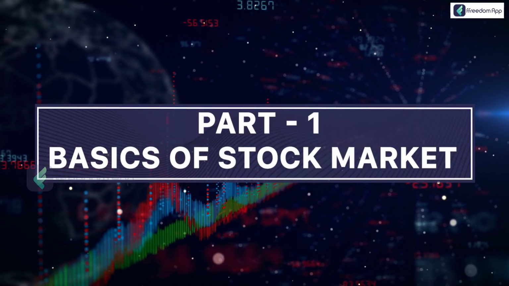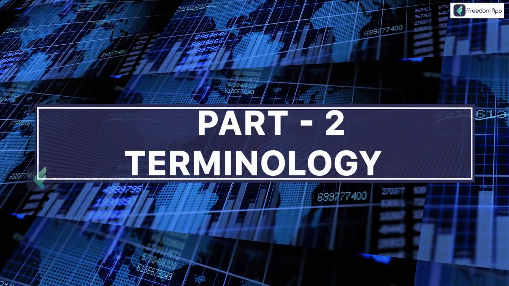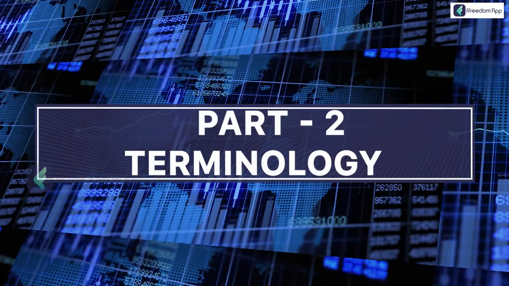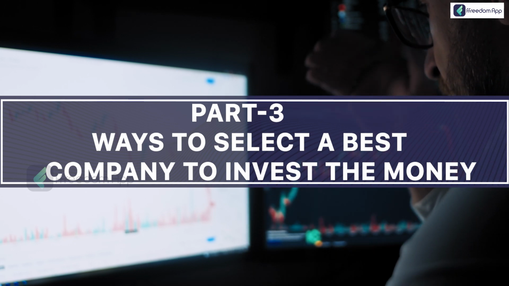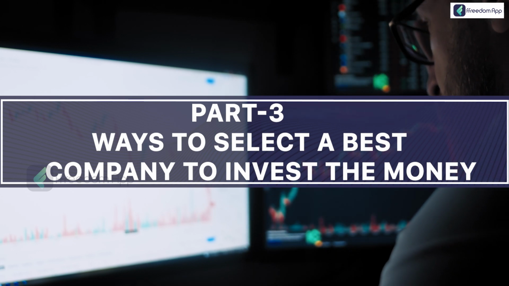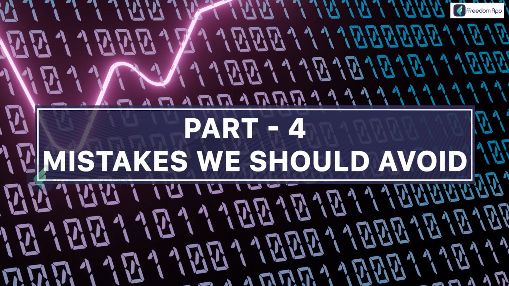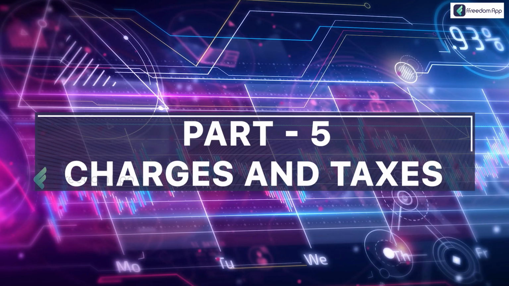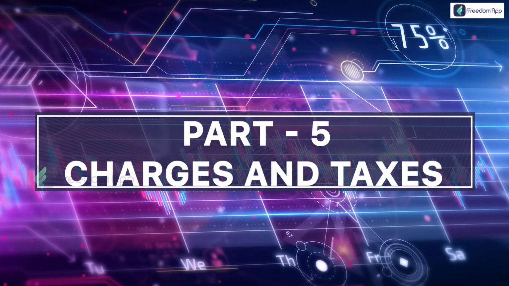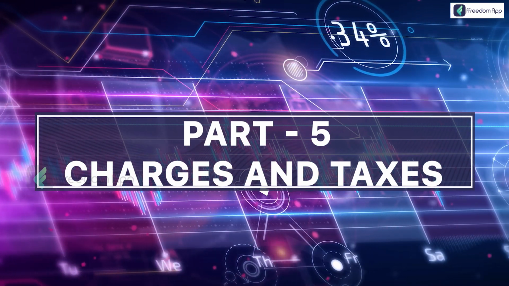So in Part 1, we have seen the basics of stock market. In Part 2, we got familiarized with the terminologies which are normally used in the stock market. In Part 3, we explored a few ways to find the best company to invest in. And in Part 4, we understood the mistakes which we should never commit as an investor. And in Part 5, we understood the charges and the taxes which we have to pay when we decide to invest money in stock market.